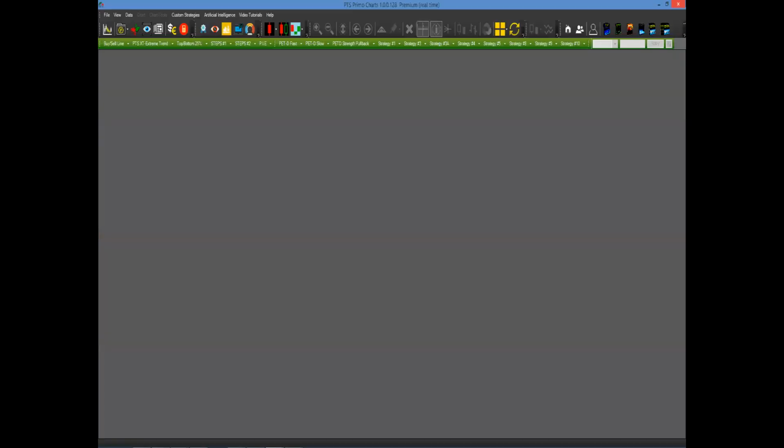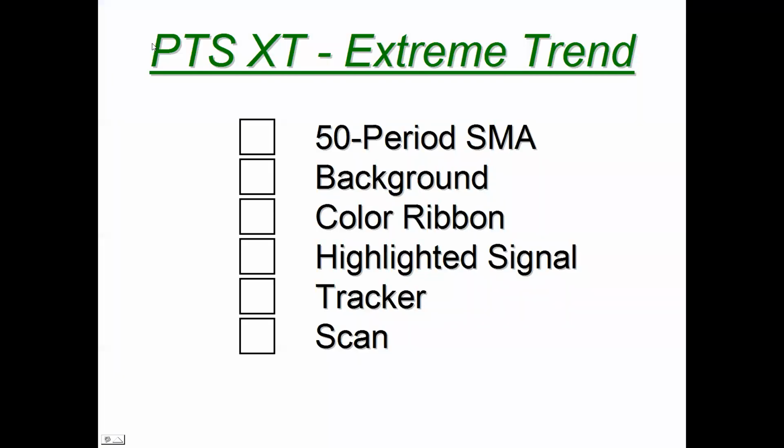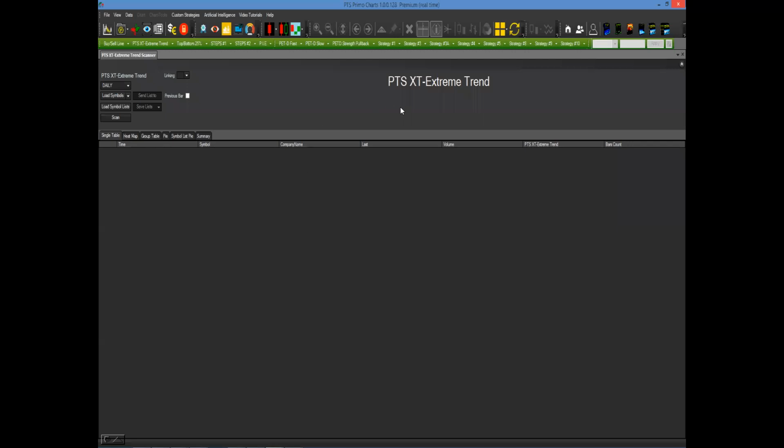Once you open up our platform, you'll see this page right here, okay? This has all our strategies in the green strategy tab, and you have a blank page here, and you can load a chart or whatever you'd like to do. What we want to do is go to the PTS-XT Extreme Trend tab, okay? You'll see that, and just simply click it on. You'll get a drop-down menu like this, and click on Scan, okay? Once you click that on, this page automatically appears, the PTS-XT Extreme Trend scanning page.